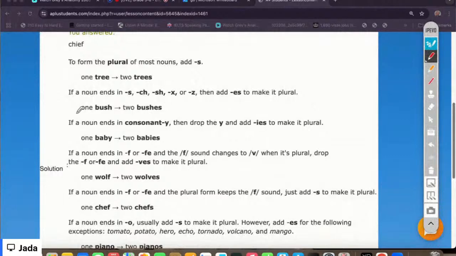Alright, to form the plural of most nouns, you need to add s. So you need s to form the plural of most of the nouns that we have. Okay, so one tree, two trees. So you need to add s to make it plural. If a noun ends with s, ch, sh, x, or z, then you need to add es to make it plural.